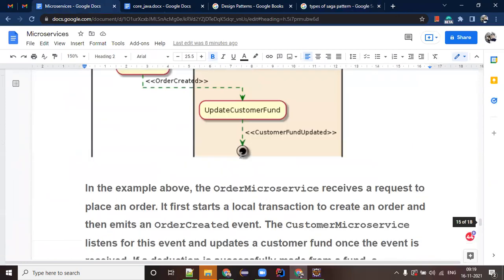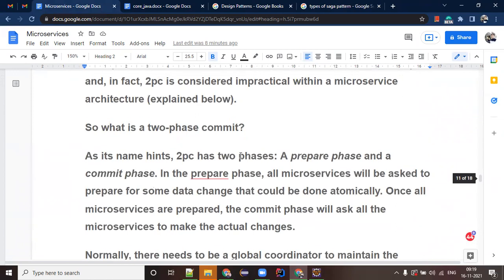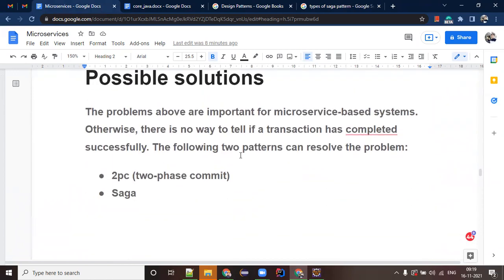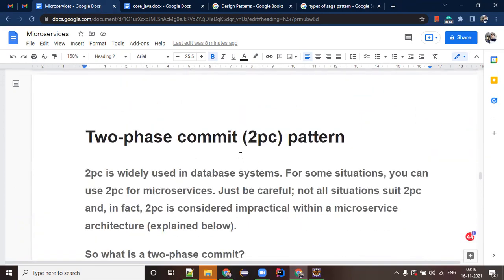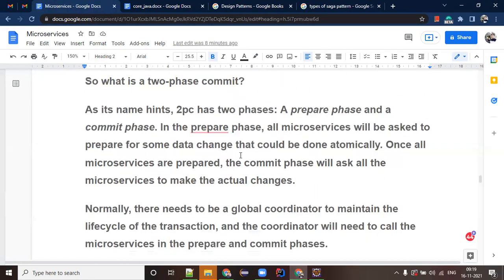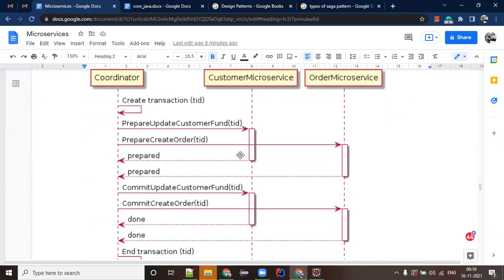So now let's come here. The two popular transaction related approaches are 2PC, two phase commit, and the saga pattern. So we'll see 2PC first. It is widely used for database systems especially. For database related things, let's try understanding how it happens with this diagram.